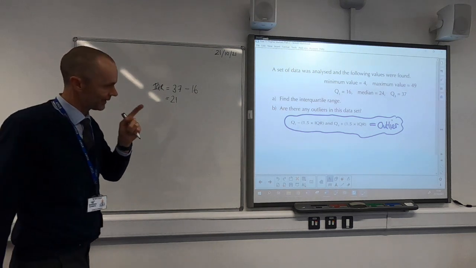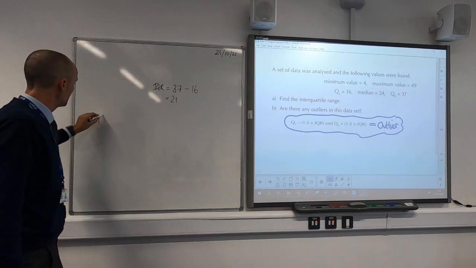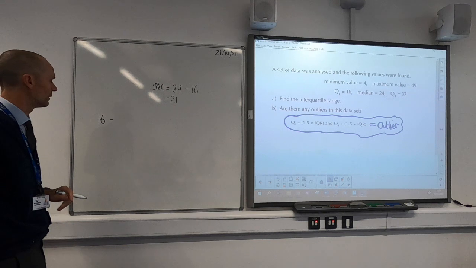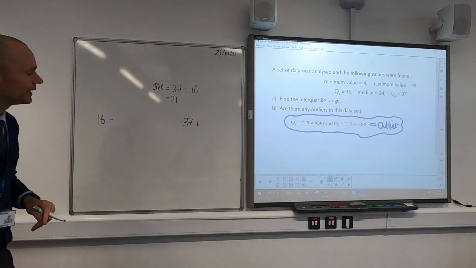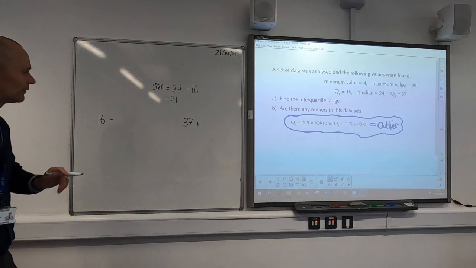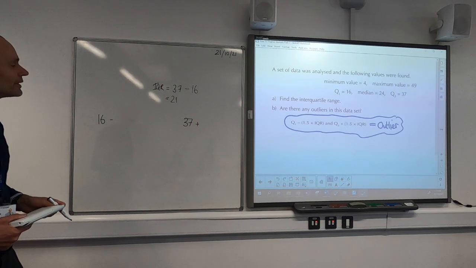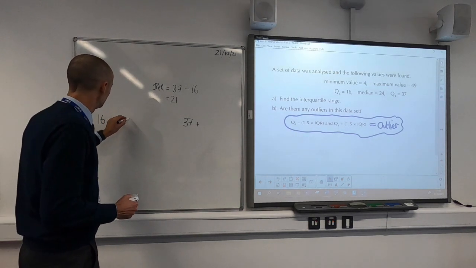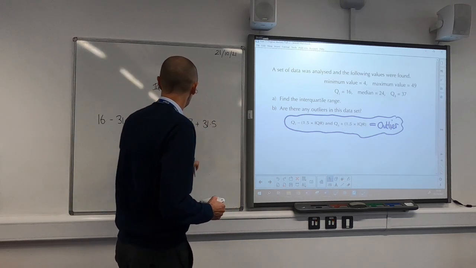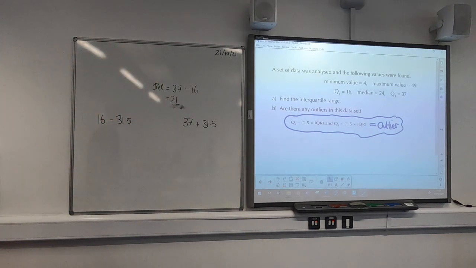And we are told in this set of data that outliers are anything smaller than 1.5 interquartile ranges below the lower quartile, or anything bigger than 1.5 interquartile ranges above the upper quartile. So 1.5 interquartile ranges, I should be able to do that, shouldn't I? So that's 31.5. Is that right? Yeah, 31.5.